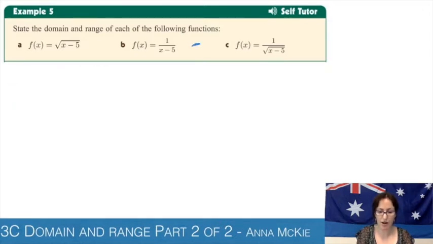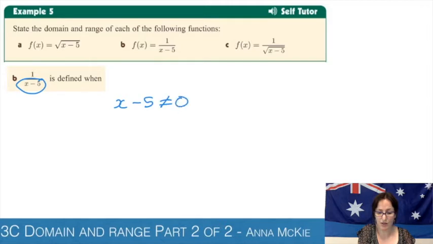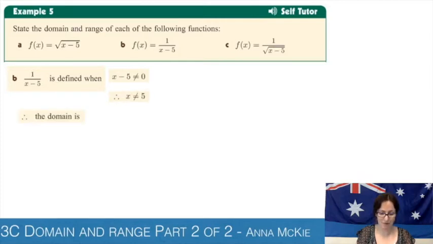The next one, 1 divided by x take 5. That is defined when? So fractions are defined when the denominator is what? Not 0. So when x take 5 is not equal to 0. It can be negative, that's all right. Which value of x could you plug in there to make it 0? 5. So if x was 5, it's not defined, but it is defined everywhere else. Neatly written out like that.